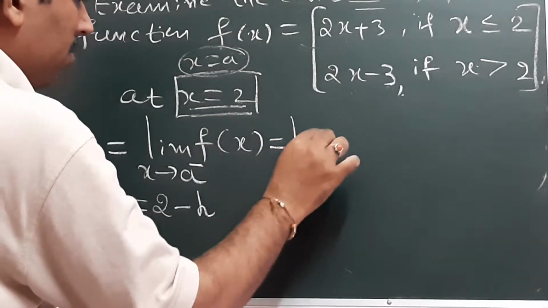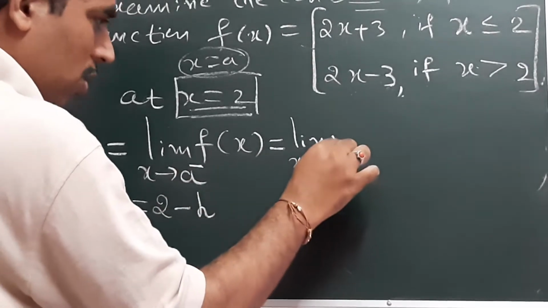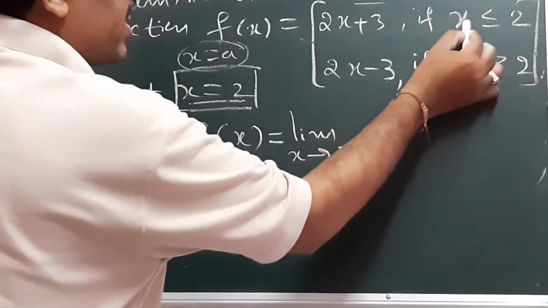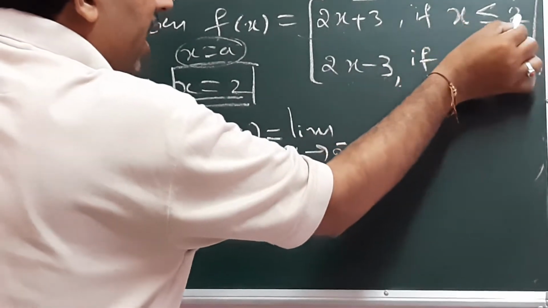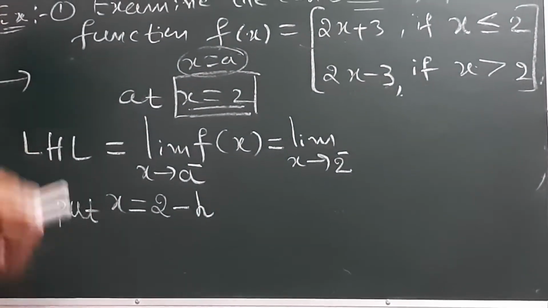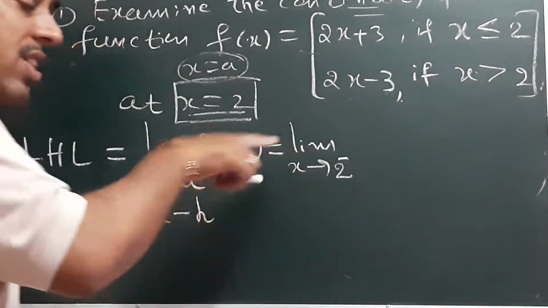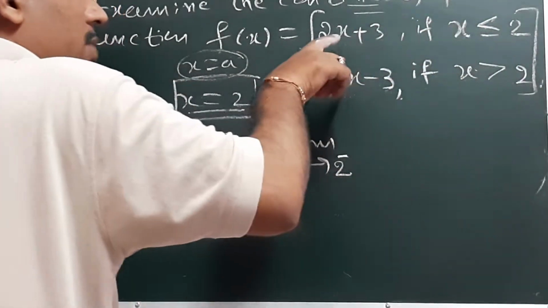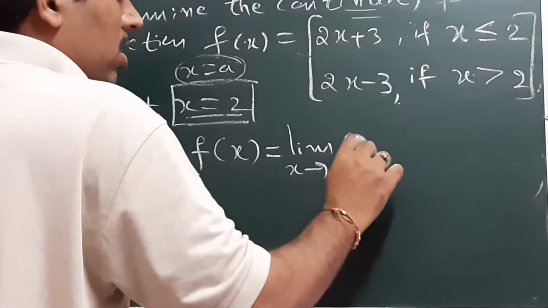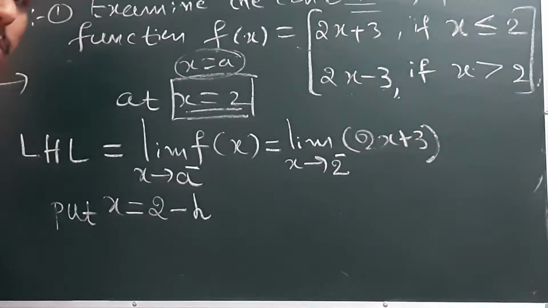Limit, I'll write x tends to 2 minus, since my point is 2. That is, I am finding the left hand limit. So x is less than 2. That's why I told you in my previous class, you have to remember the meaning of left hand limit and right hand limit. So x is tending towards 2 from the left side of 2, which means x is less than 2, so we have to concentrate here. So we have to substitute 2x plus 3.